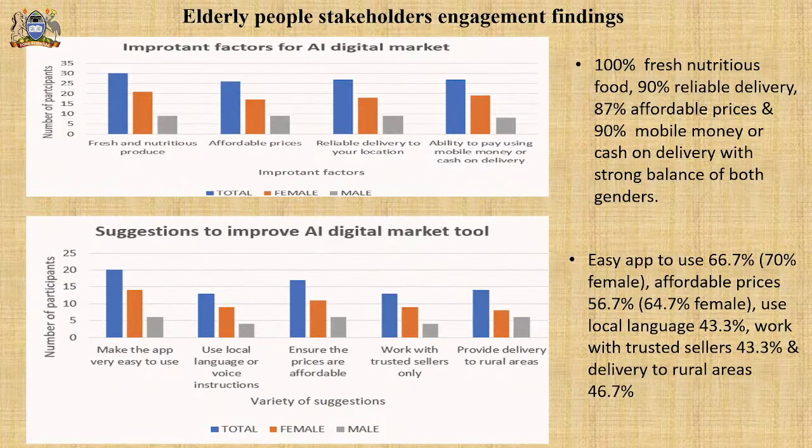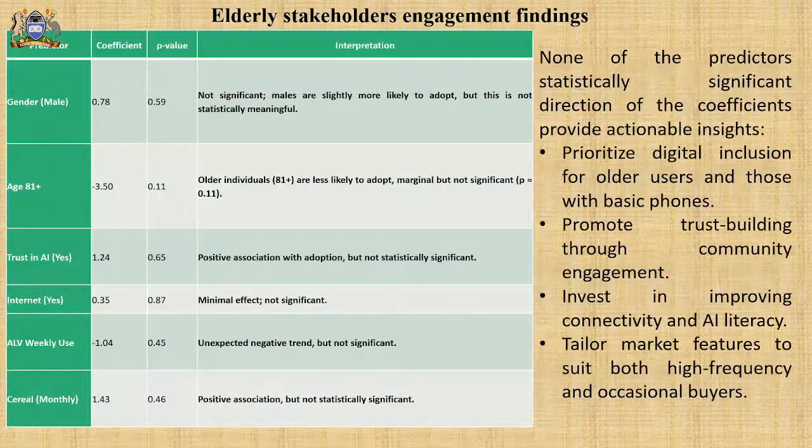Still on them, we were able to check the important factors for the AI digital market that we are developing. They were very keen on fresh produce as well as nutrition, affordable prices, reliable delivery, and the ability to pay using mobile phones. That is something we have been able to embed in our program. They will be able to pay from home, and also check their food quality. That's why we are having the food quality app.